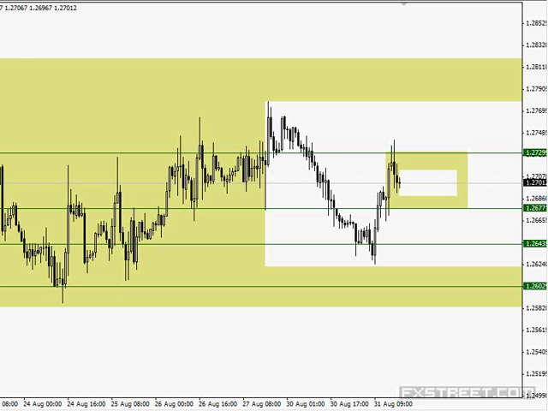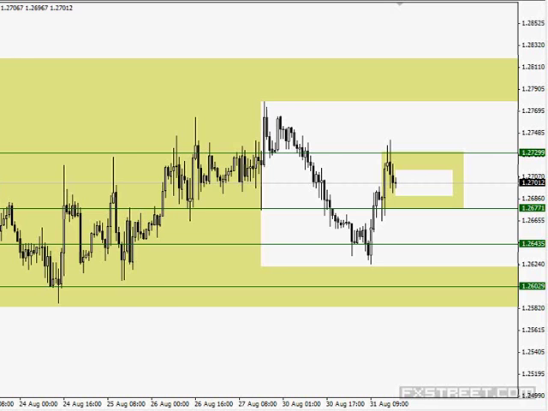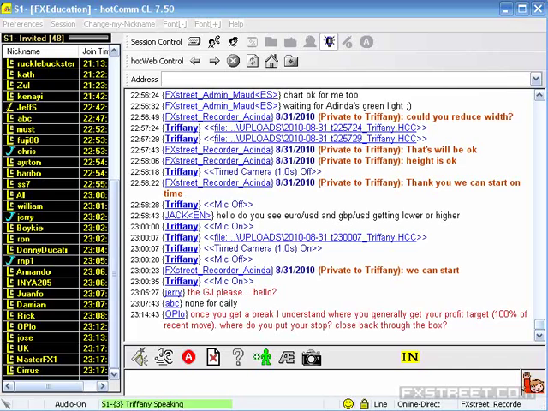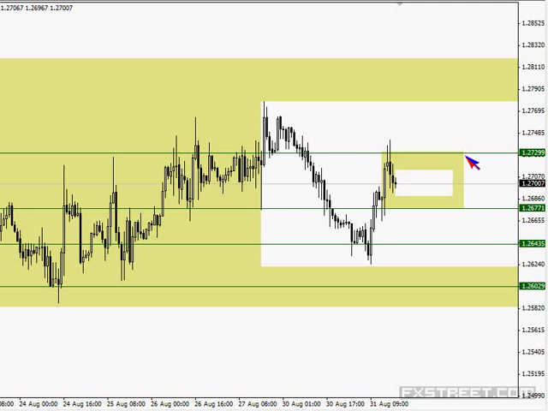Okay, Opla says, once you get, let's see, I understand where you generally get your profit target, 100% of the recent move. Where do you put your stop? Is it a close back to the box? That's a fantastic question. So let's say here that I'm waiting for a break outside of the smaller box between 1.2730 and 1.2675.